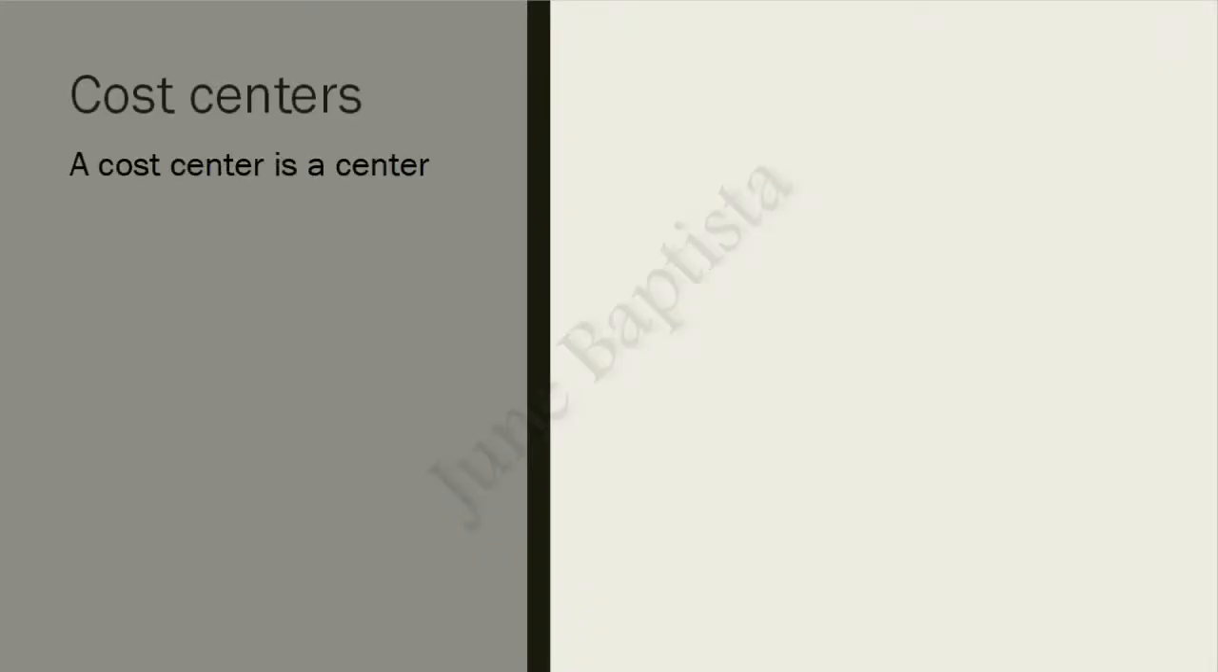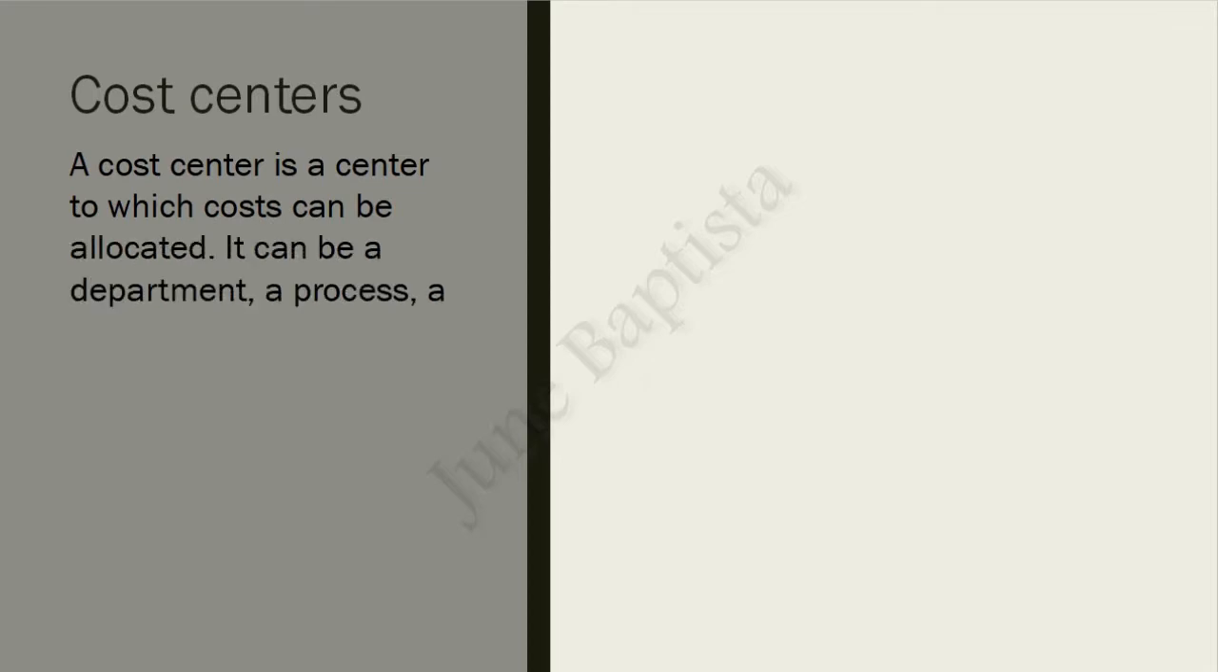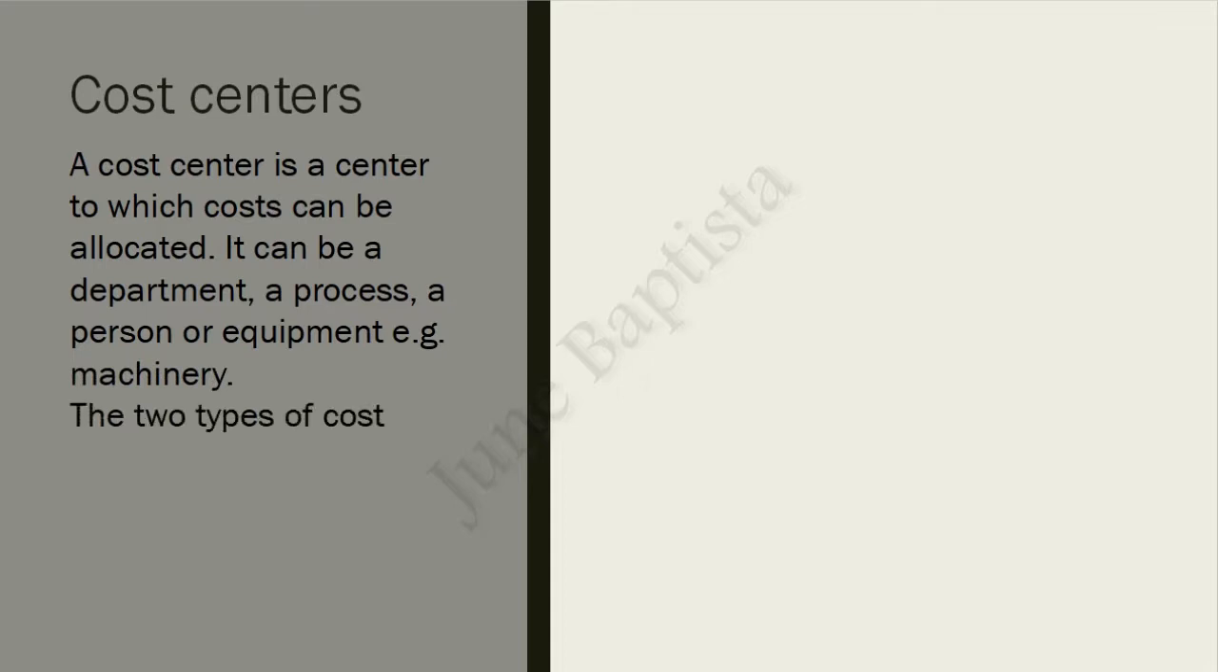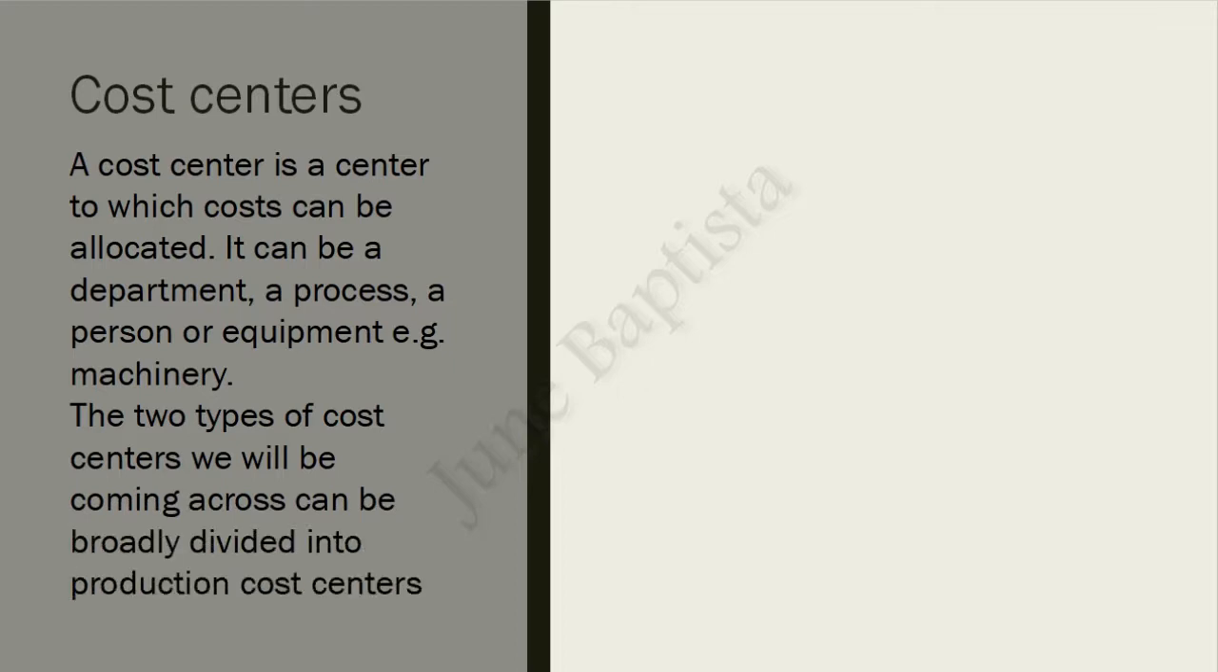Cost centers. A cost center is a center to which costs can be allocated. It can be a department, a process, a person, or equipment, for example, machinery. The two types of cost centers we will be coming across are basically production cost centers and service cost centers.